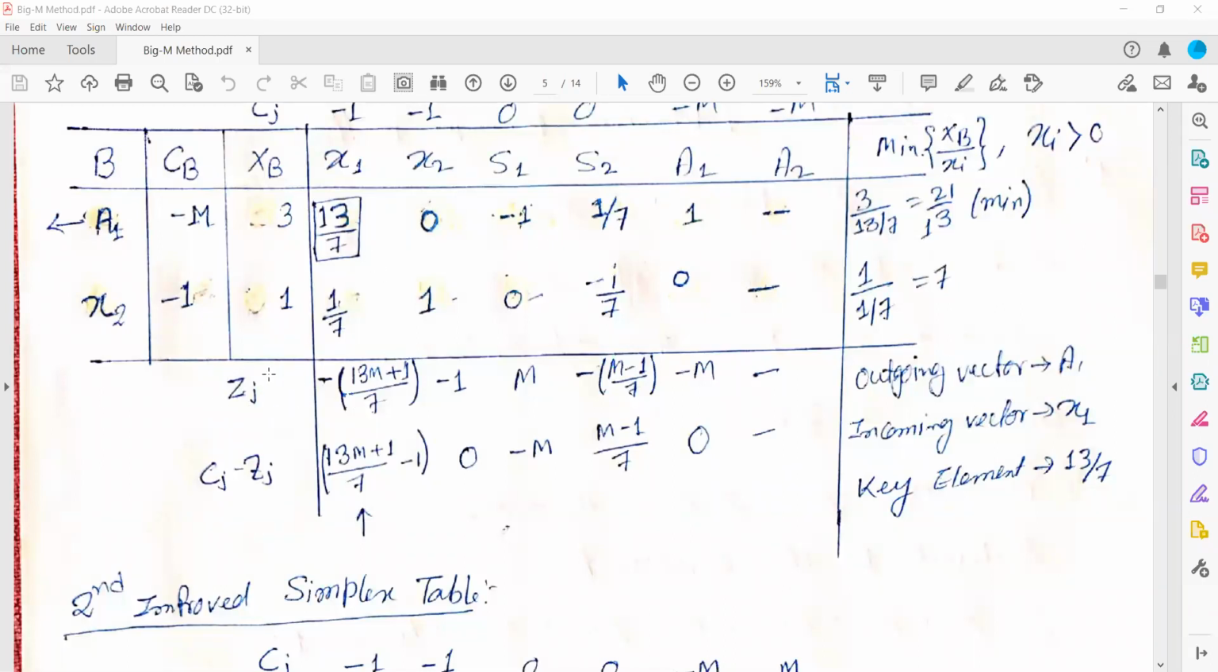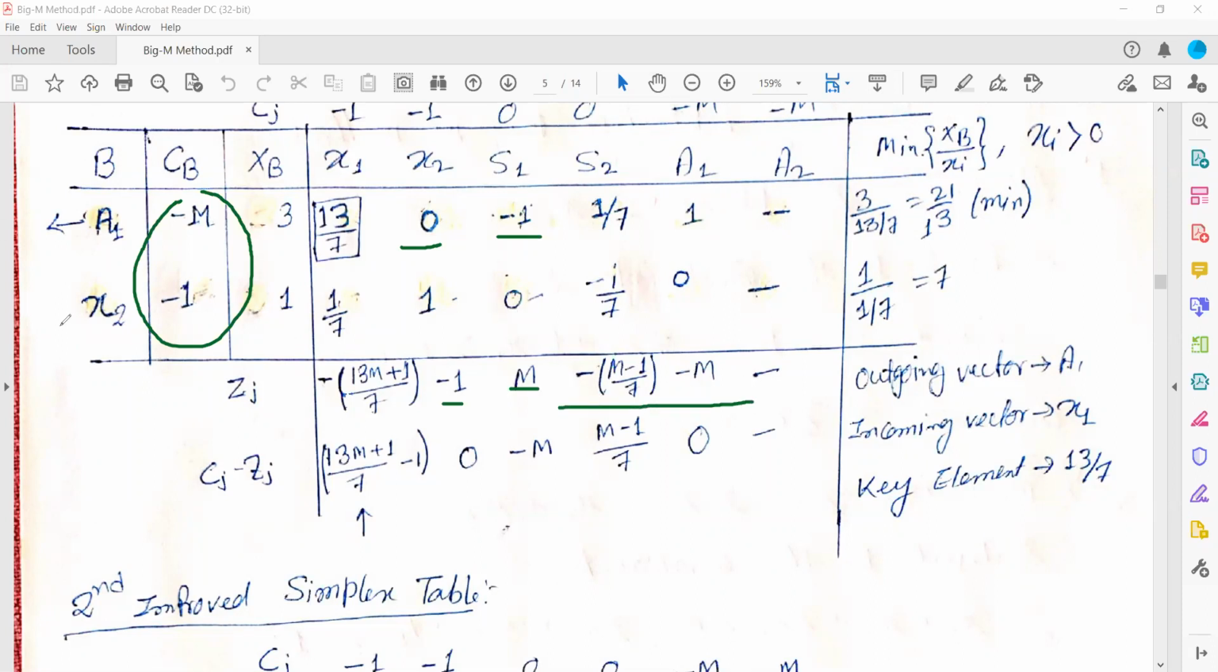Now you calculate ZJ. You know how to calculate ZJ. All these things I have discussed in many problems. So ZJ, that is what? CB into XI. So this is your CB. So minus M into 13 by 7 plus minus 1 into 1 by 7, so you will get this one. Then minus M into 0 plus minus 1 into 1, you got this one. Then minus M into minus 1 plus minus 1 into 0, you will get this one. So like this all you have calculated.